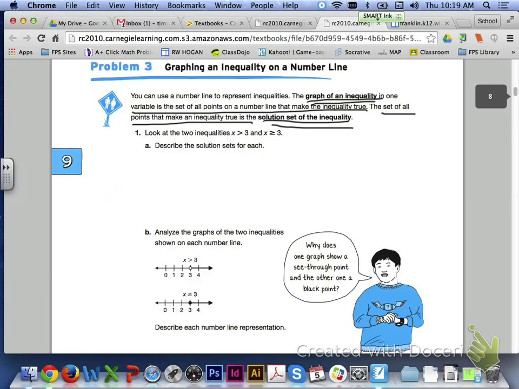Let's finish up lesson 9.1 with problem 3 on page 610. Now we will be graphing an inequality on a number line. It says up at the top that you can use a number line to represent inequalities. The graph of an inequality in one variable is the set of all points on a number line that make the inequality true. The set of all points that make an inequality true is the solution set of the inequality.